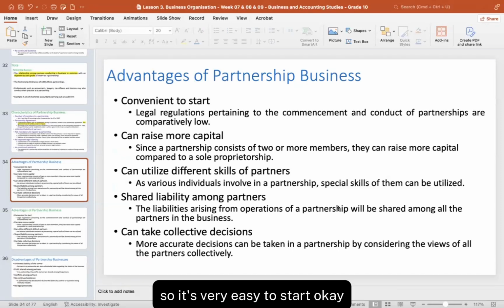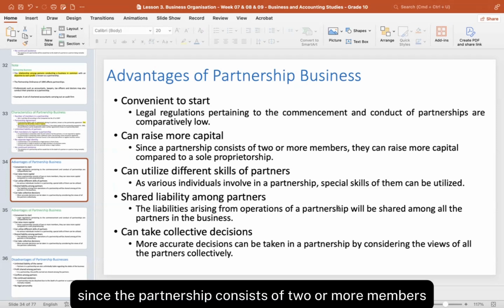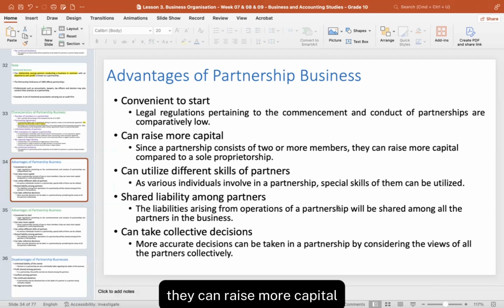So it's very easy to start. Okay. And they can raise more capital. Since the partnership consists of 2 or more members, they can raise more capital compared to sole proprietorship.